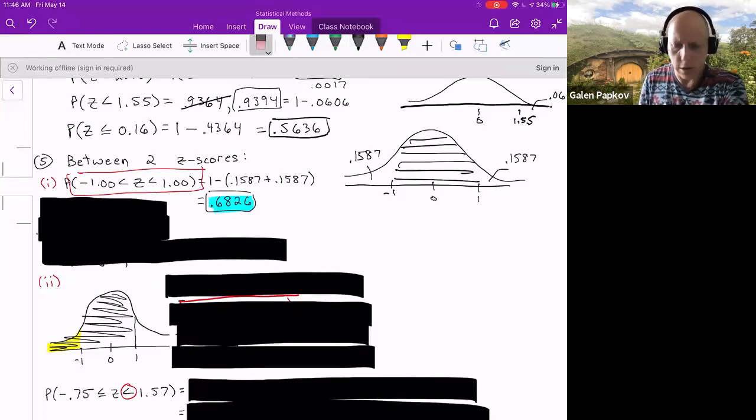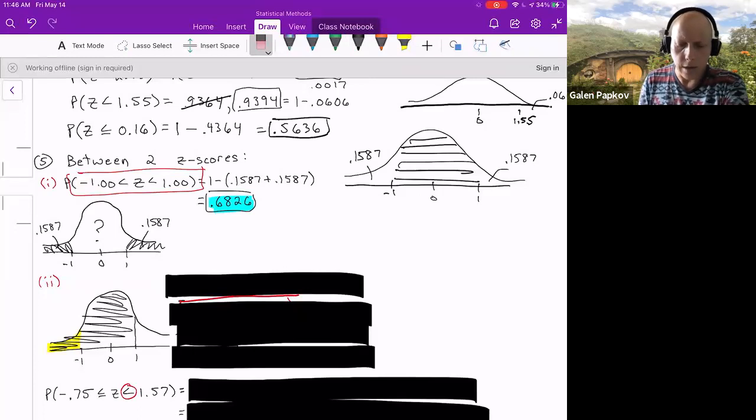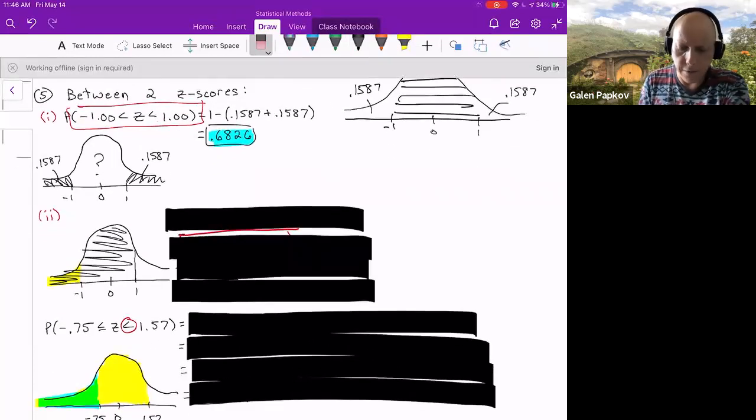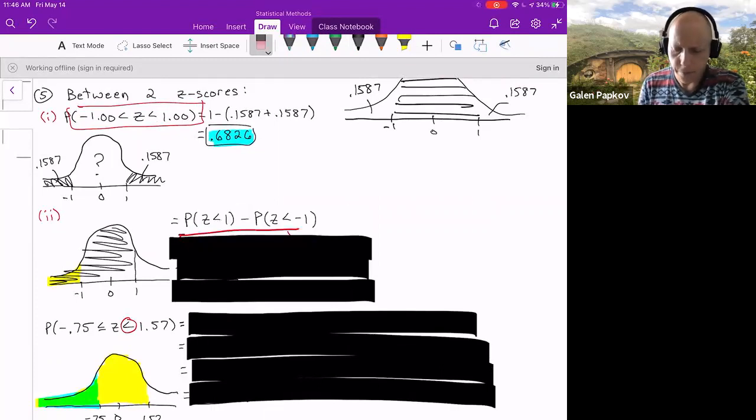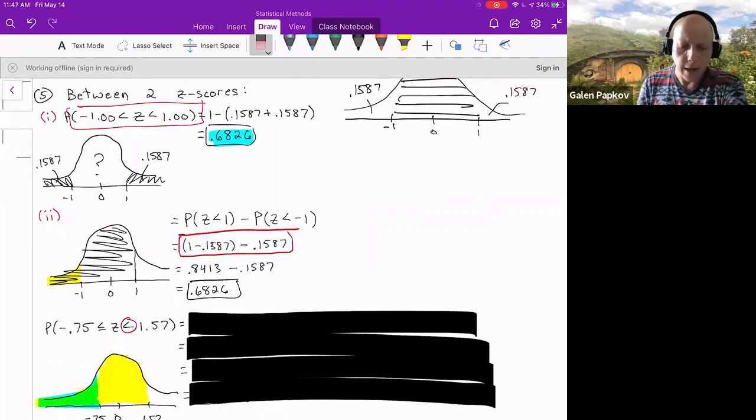Now, another approach that works is to view it more like what I've written in part 2 here, and that is to get the area completely to the left of 1, but that area has a little too much. It has this yellow region here that we want to subtract off, and that region is 0.1587. So if you remove that from the total area less than 1, you're going to get 0.6826.